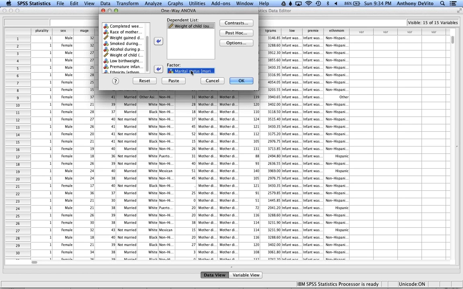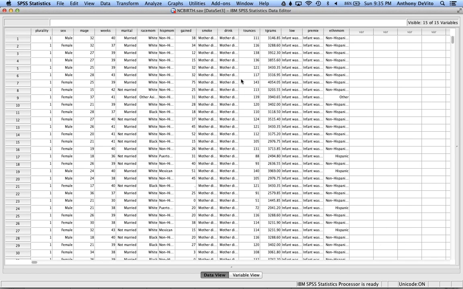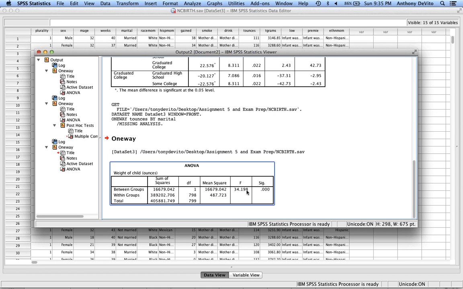Now, since there were only two values for marital status, married versus unmarried, I would normally run a t-test. But let's see what happens if I run analysis of variance instead. I'm going to click OK. And, well, let's take a look at this. I wound up with the same significance that I got when I ran the t-test. So you can actually use analysis of variance in this way, and you'll get the same result for the probability of being wrong if you reject the null hypothesis.